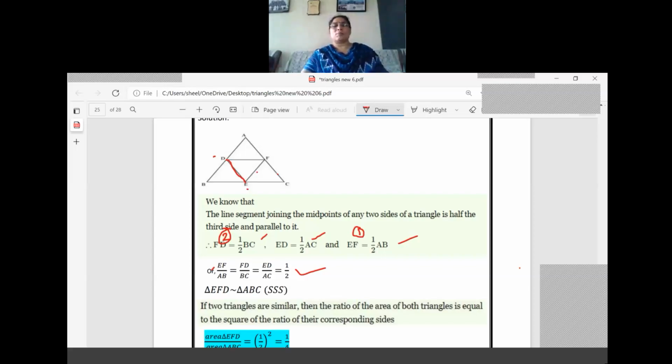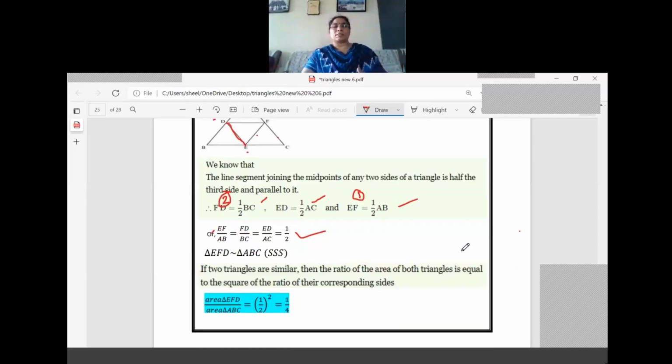So what is the criteria? Both the triangles are similar. Then we can go for corresponding sides. So area of triangle EFD by area of triangle ABC means EF square by AB square, any corresponding side you take. It will be 1 by 2 whole square only, because the ratio we have got here is 1 by 2, right? So substituting 1 by 2 whole square, it is equal to 1 by 4 only.